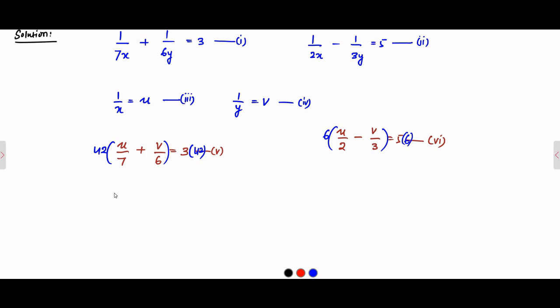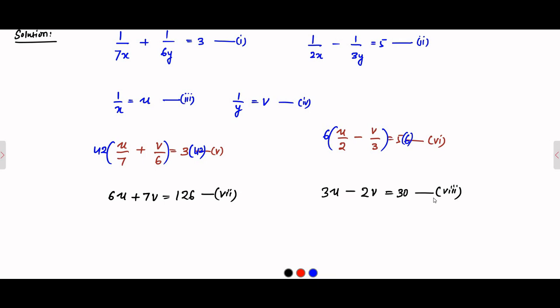So we will get 42 by 7, that is 6, 6u plus 42 by 6, that is 7, 7v is equal to 3 into 42, that is 126. So this is another new equation, which is equation 7, let's say. And here it is 3u minus 2v, since 6 by 3 is 2, that is equal to 30. So now we have two equations that we can solve in a proper manner.